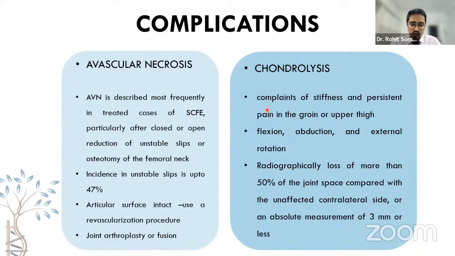Chondrolysis is basically a condition where there is destruction of the joint cartilage. The patient complains of stiffness and persistent pain in the groin or upper thigh region. The diagnosis is most commonly a diagnosis of exclusion. Recent studies have indicated that MRI can be useful in chondrolysis detection. The patient presents with flexion, abduction, and external rotation difficulty. Radiographically, we can see a loss of more than 50% of joint space as compared to the unaffected contralateral side, or an absolute measurement of 3 mm or less.